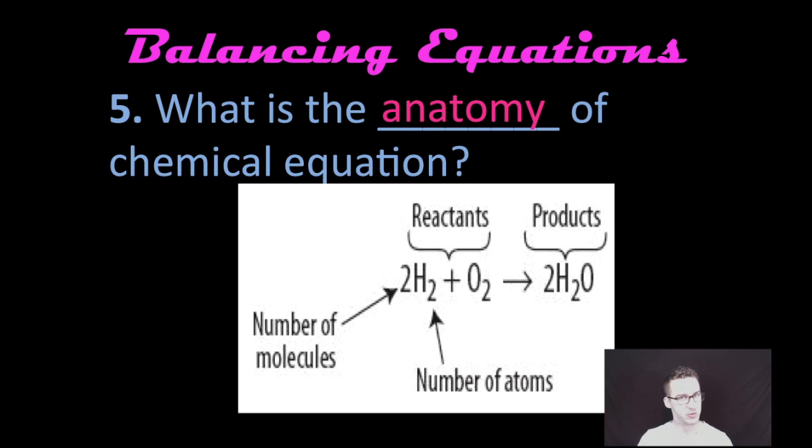And then lastly, just breaking down the anatomy of a chemical equation. Don't forget, you got your reactants, what is it you start with, your products, what you end up with. The coefficients there will represent your number of molecules, and then your subscripts represent the number of atoms within that molecule. Or if we're looking bigger picture, they could also represent number of moles.